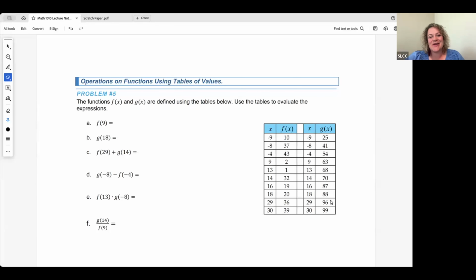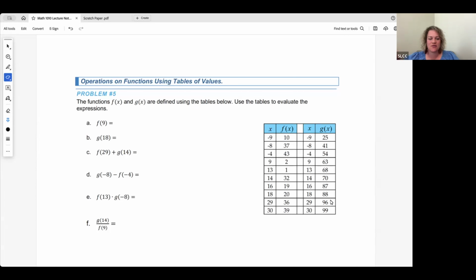Hi there. Today we're going over 3.2, the algebra of functions. Today we'll be talking about problem number 5 and problem number 6. In problem number 5, we want to figure out the corresponding output value by using a table.